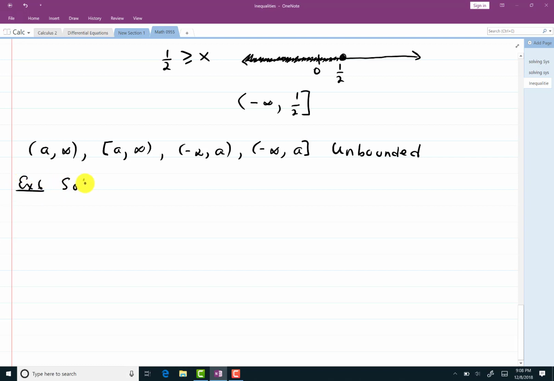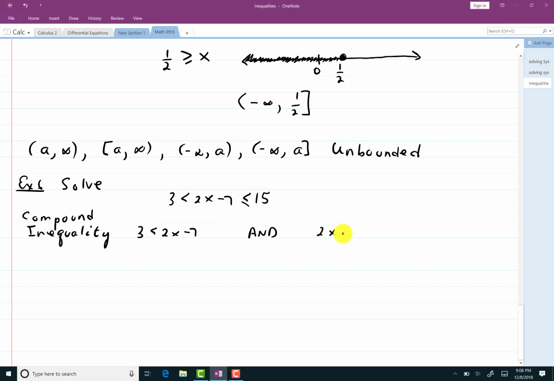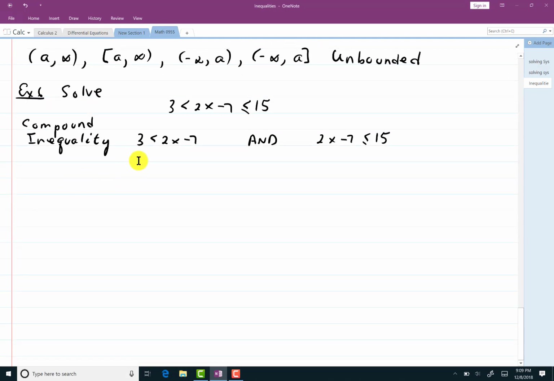Suppose this time I ask you to solve 3 is less than 2x minus 7 is less than or equal to 15. This is a compound inequality. It's two inequalities in one mathematical sentence. What it means is this. It means I have to work the inequality 3 is less than 2x minus 7 and 2x minus 7 is less than or equal to 15. Now I'll work both of these independently.